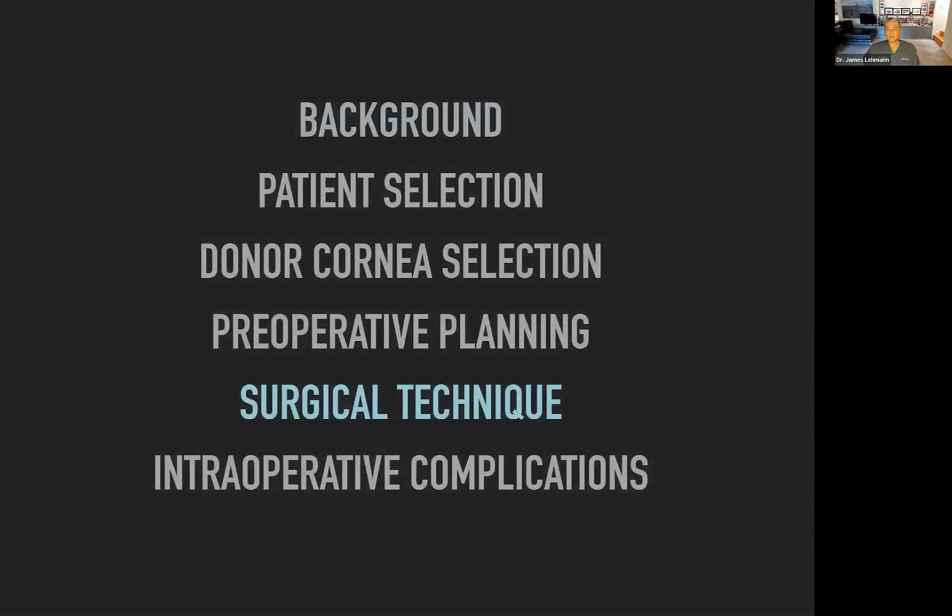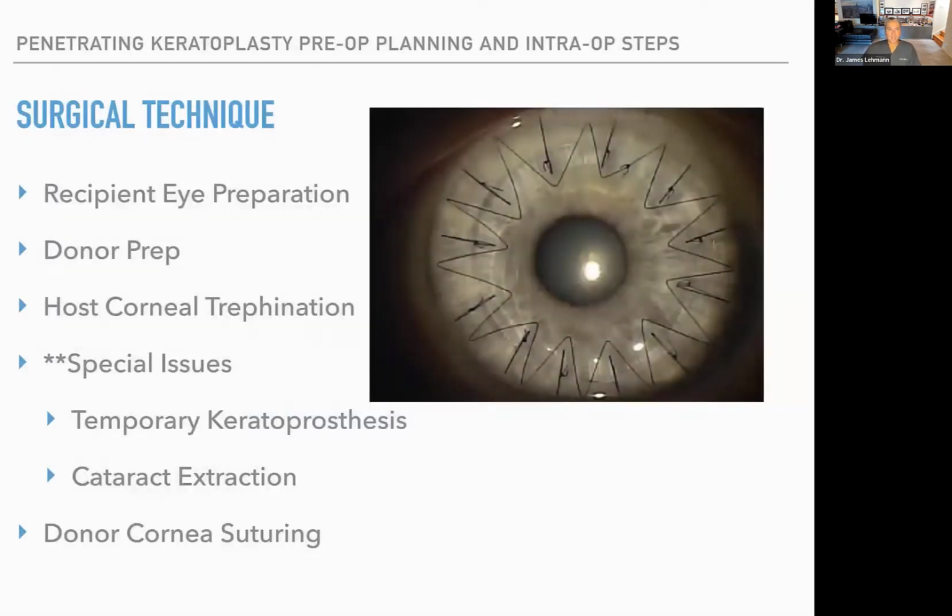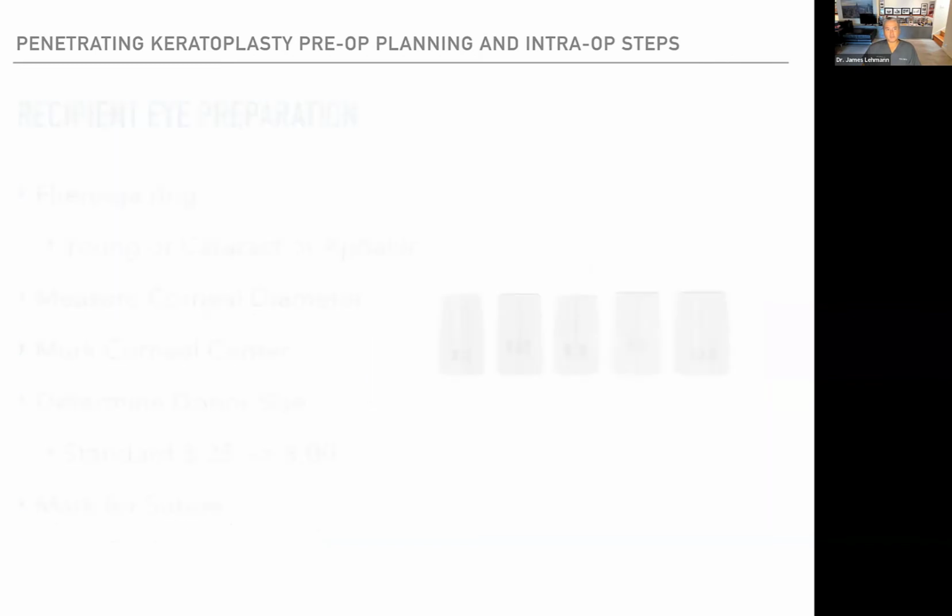All right, so let's talk about the fun stuff, the surgical technique. I got about 30 minutes here. The surgical technique can be broken down into different aspects: preparing the recipient, prepping the donor, doing the trephination, and there are some unique situations like a temporary K-Pro if you're doing a combined case with a retina colleague. There's cataract extraction, and then we're going to talk about donor suturing.